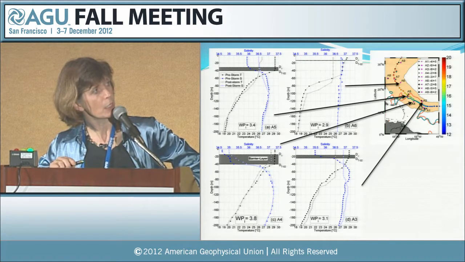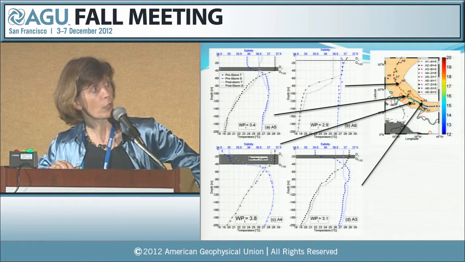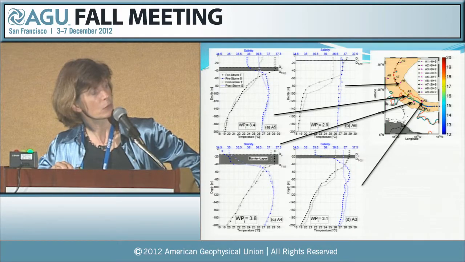I will start with the profile that is measured within the Amazon plume, in the part of the plume that remains after the passage of the cyclone. It was characterized by a thick barrier layer, a more than 20-meter barrier layer, which suppressed the exchange between this water and the surface water. And you can see that after the tropical cyclone passage, the barrier layer is still there, and it is the reason why the temperature remains very warm and the salinity did not change much.